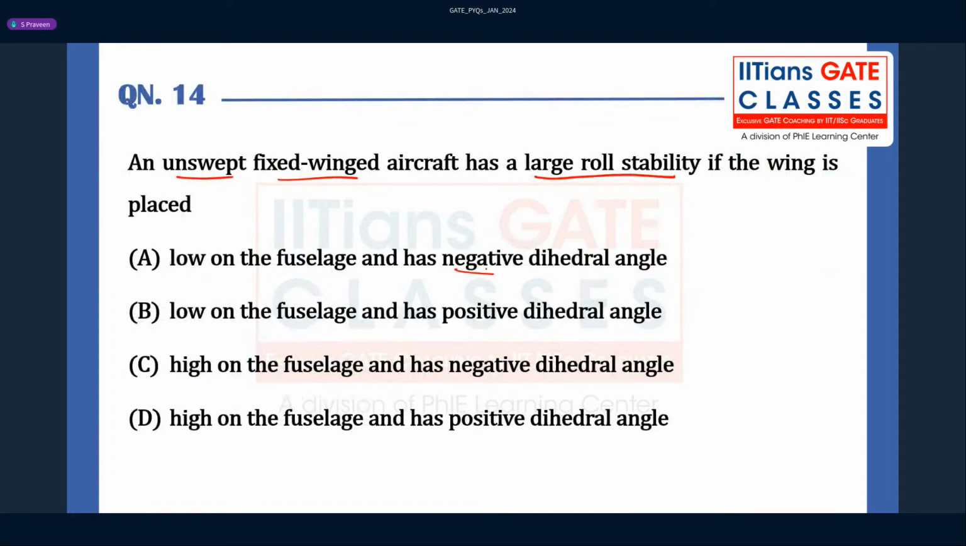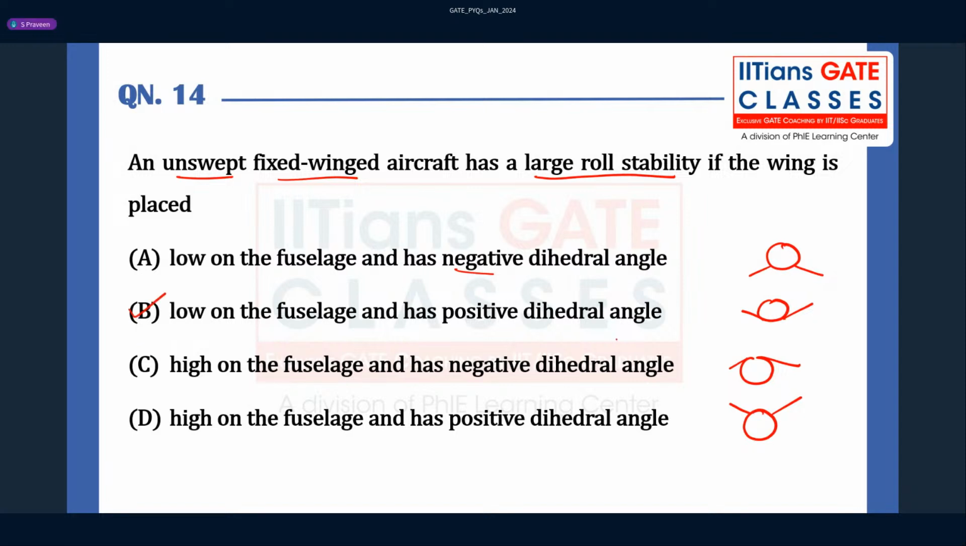So low on the fuselage and has a negative dihedral, which means let's draw a diagram over here. Low on the fuselage and has a negative dihedral, which is like this. Low on the fuselage and has a positive dihedral like this. High on the fuselage and has a negative dihedral angle, which is like this. High on the fuselage and has a positive dihedral angle, which is like this. So which means my option is now B.